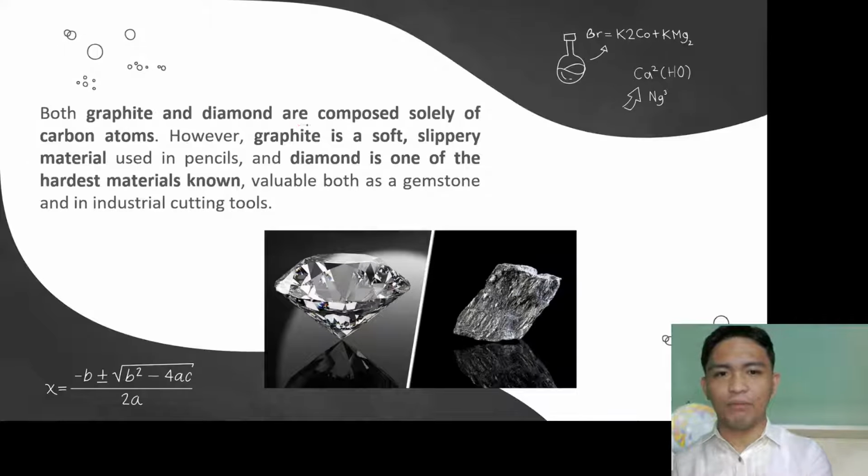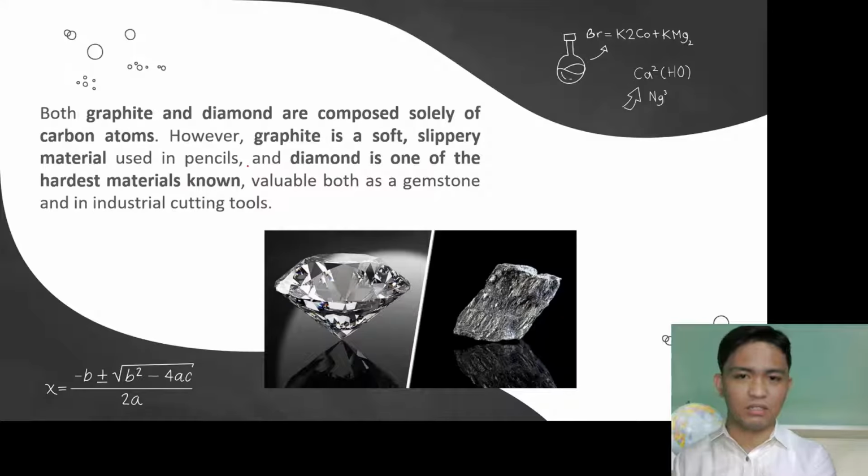Both graphite and diamond are composed solely of carbon atoms. So, carbon lang ang taglay-taglay nitong dalawang to. However, graphite is soft, slippery material used in pencils, whereas diamond is one of the hardest materials known, valuable both as gemstone and in industrial cutting tools. So, despite the fact na pareho sila na carbon lang ang laman, pero magkaiba yung kanilang properties because of the chemical bond and the structure of the atoms inside of these two.